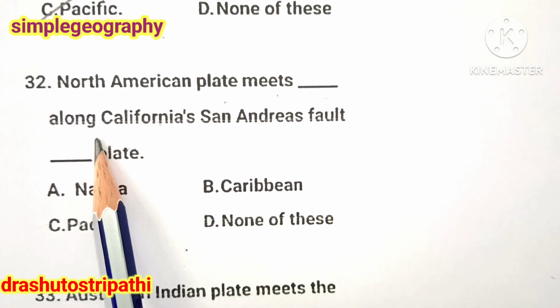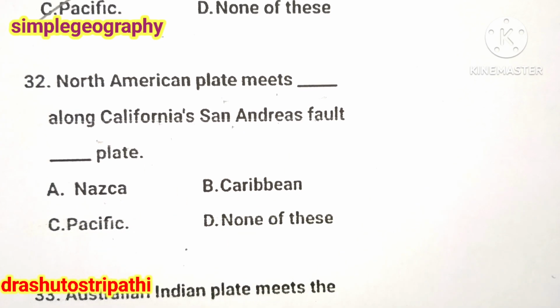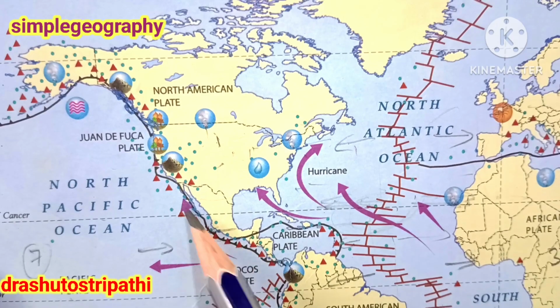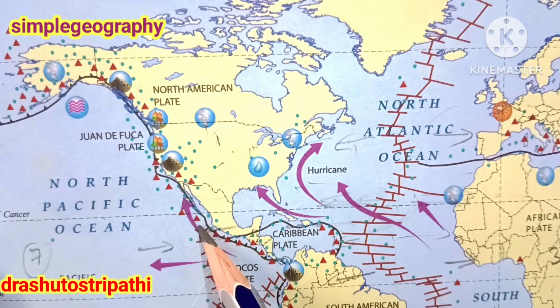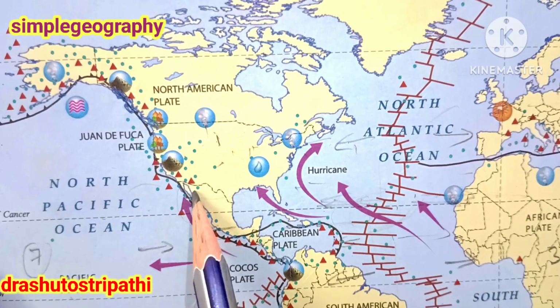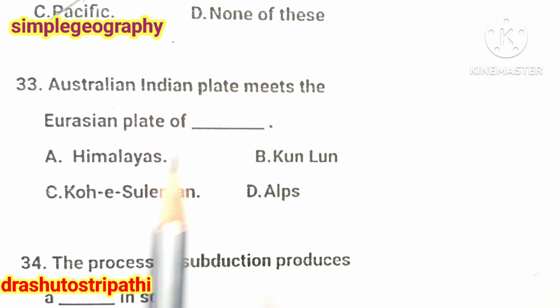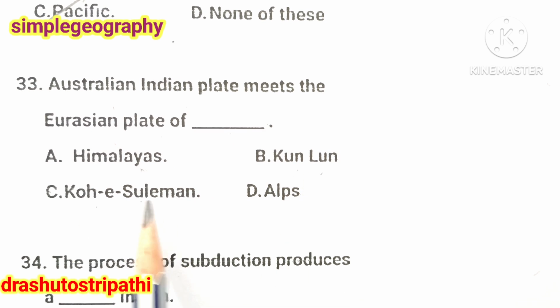The American plate meets along with the California San Andreas Fault, which plate is that: Nazca, Caribbean, Pacific, or none of these. The answer is C, Pacific plate. This is the San Andreas Fault, this one, and that is the Pacific plate which collides along the San Andreas Fault.